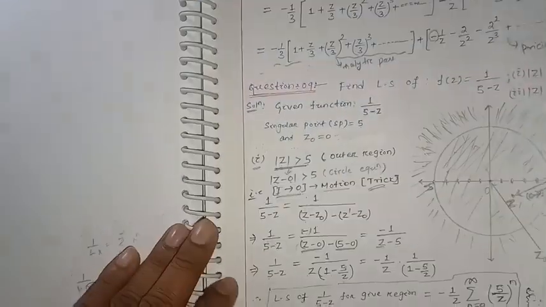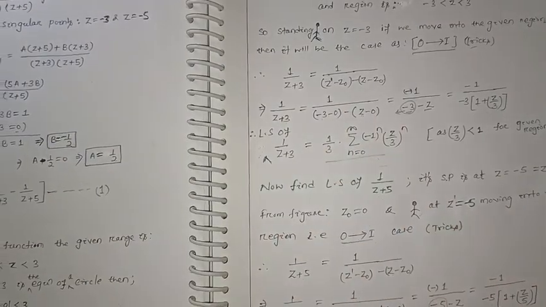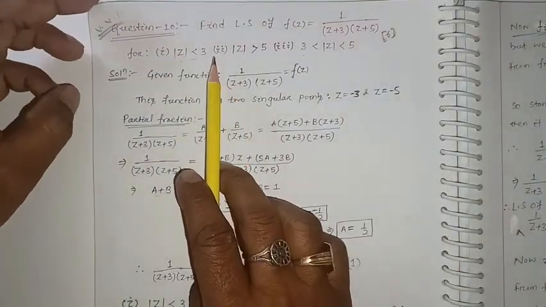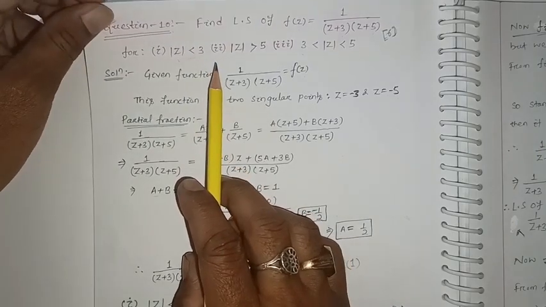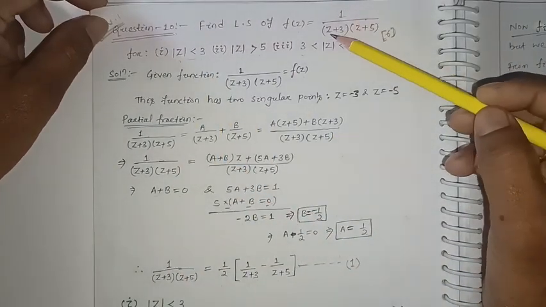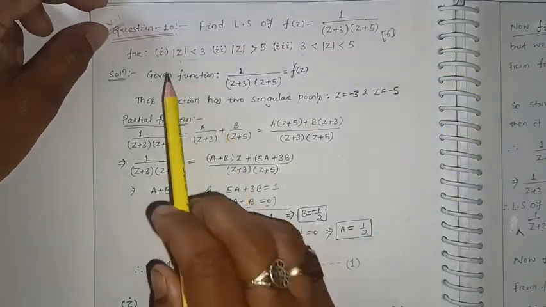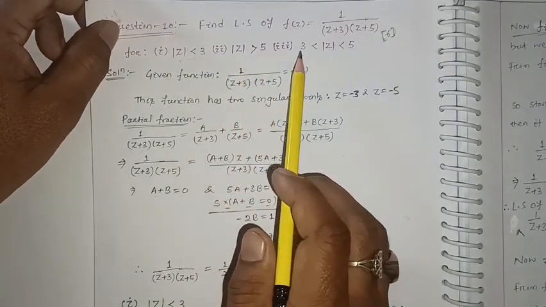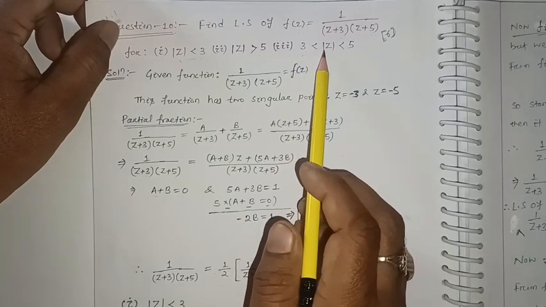We have evaluated it in detail. Yes, question number 10 we have discussed. This is one of the important questions. In this question we have discussed the Laurent series of 1 by (z plus 3) into (z plus 5) in these regions: mod z less than 3, mod z greater than 5, and 3 less than mod z less than 5.